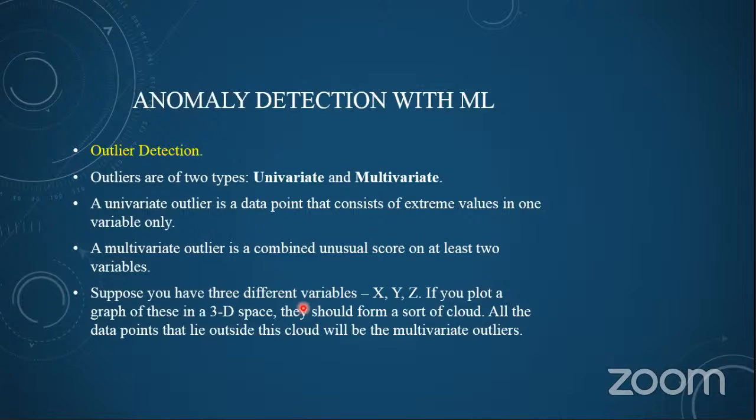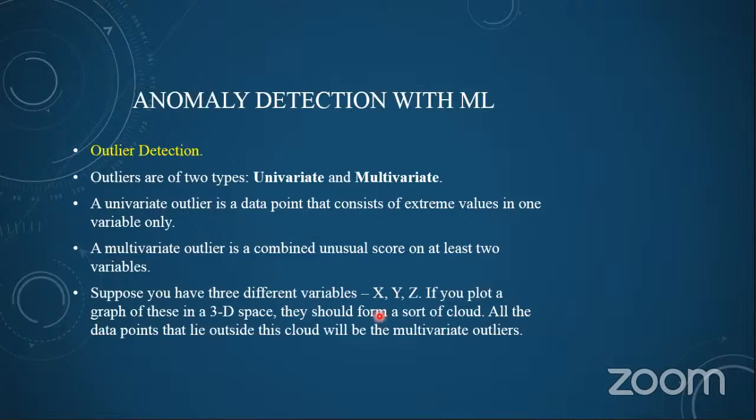Then, as opposed to univariate, multivariate means a combined unusual score on at least two variables. Suppose 2 or 3 data points are extreme and the rest are normal, then from those 2 or 3 extreme data points a score is calculated, and that is called a multivariate outlier.